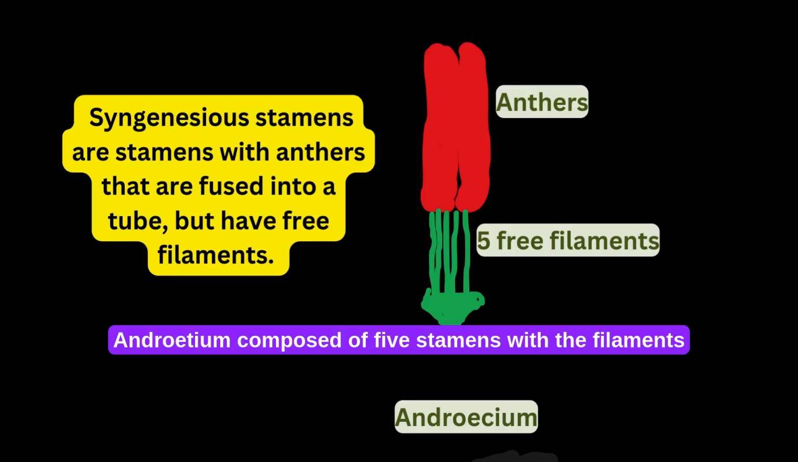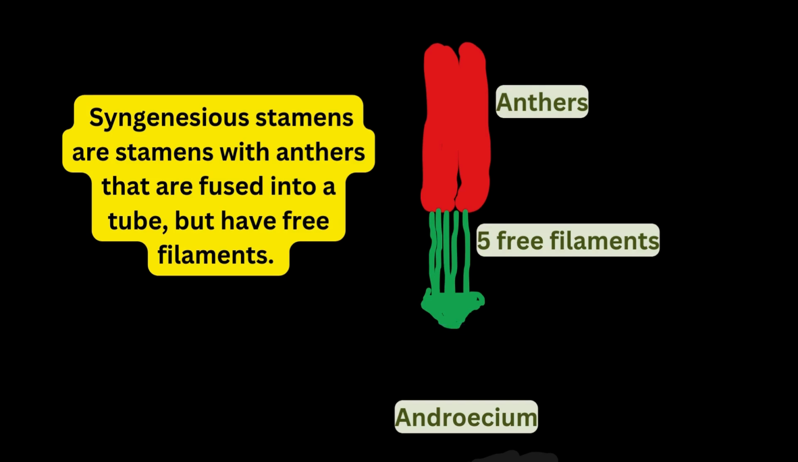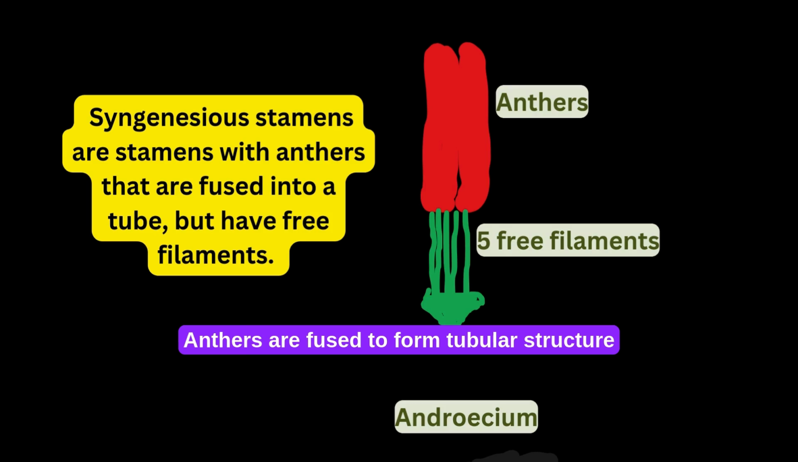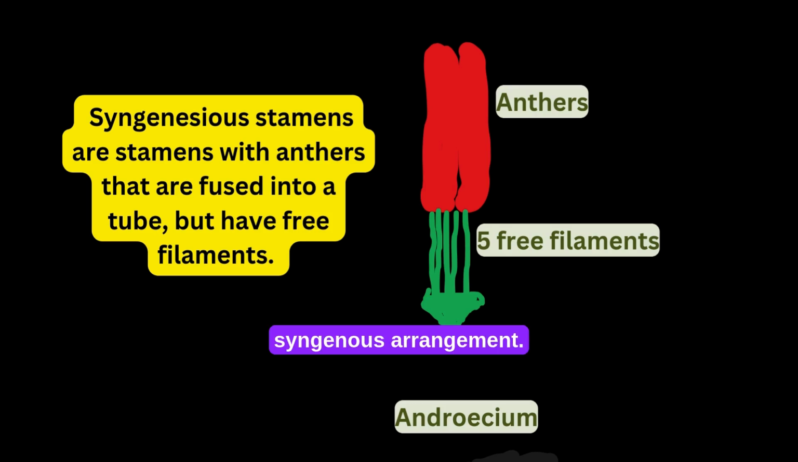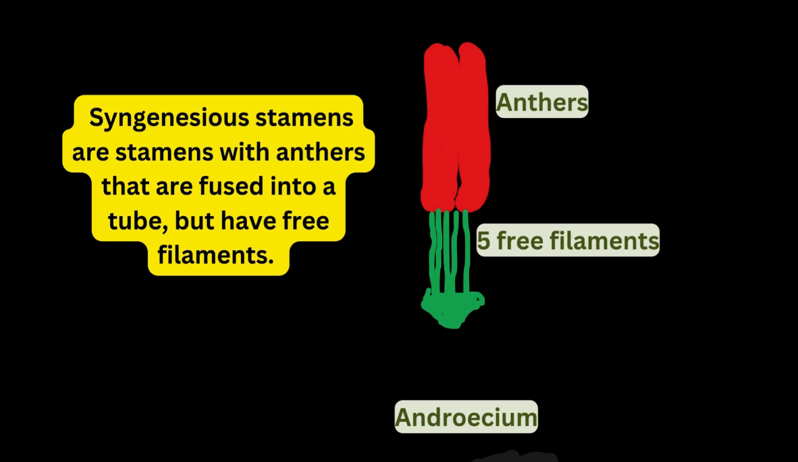Androecium is composed of 5 stamens with the filaments attached to the base of the corolla. Anthers are fused to form a tubular structure surrounding the style, forming a syngenesious arrangement. This arrangement facilitates pollen release when the style elongates through the anther tube.